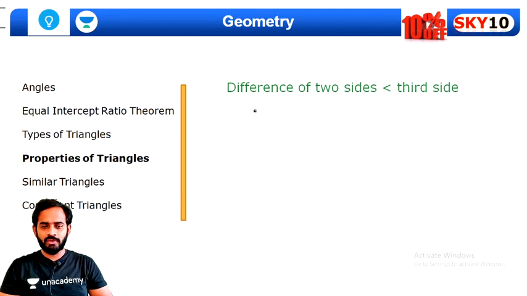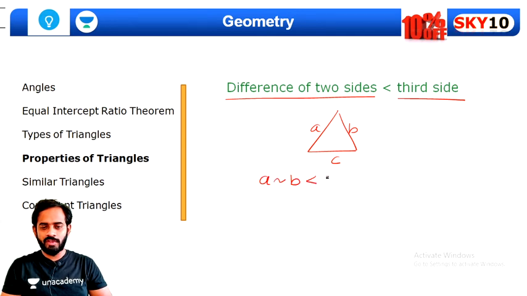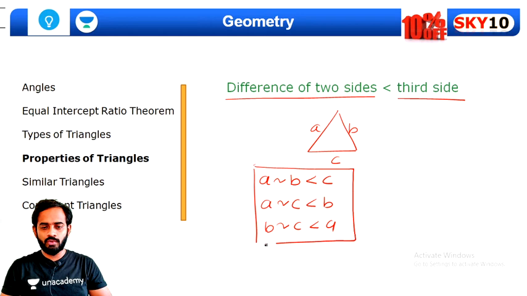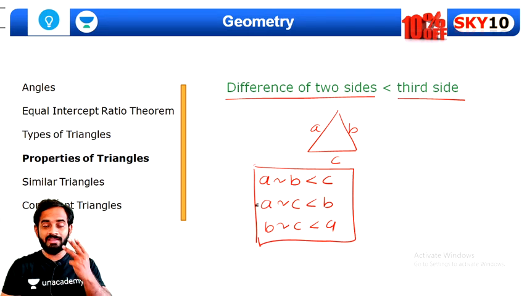Next part is, the difference of two sides is always less than the third side. Let us say we have sides A, B and C. The difference of A and B should always be less than the third side C. The difference of A and C should always be less than B, and the difference of B and C should always be less than A. You need to remember this rule in order to find out, using three random values, whether the triangle is possible or not. That's why you need this rule.